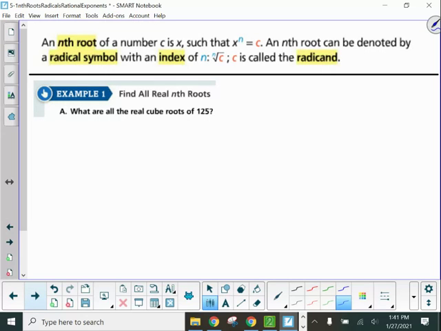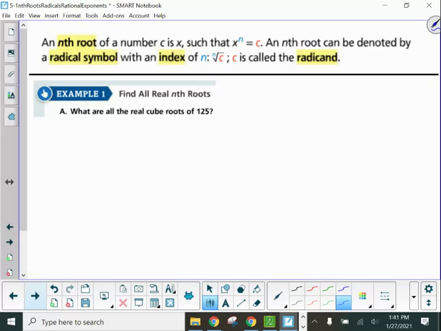An nth root of a number c is x, such that x to the n power is equal to c. An nth root can be denoted by a radical symbol with an index of n. So for example, the nth root of c. C is called the radicand. So whatever's inside of that radical is what we call the radicand.